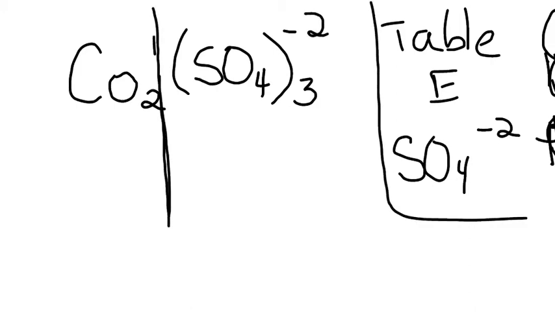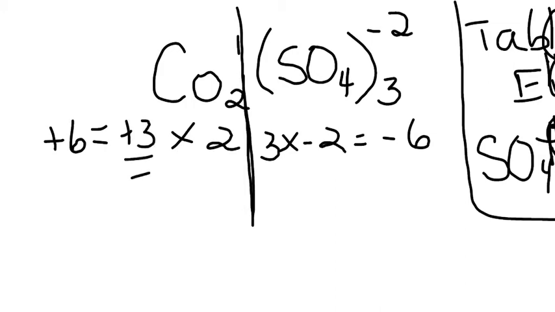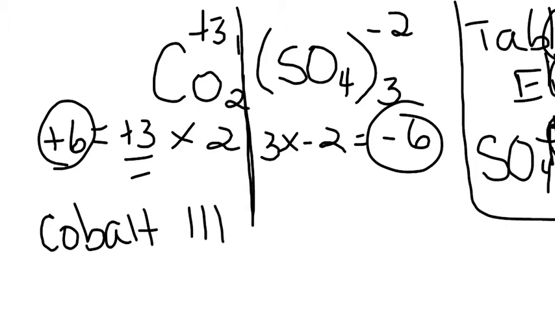So again, we're looking at 3 sulfates, each with a -2 charge. The total net charge is -6. That means we want a total net charge of +6 over here. We have 2 cobalts times +3. So cobalt +3 is what I used, because +3 times 2, -2 times 3, the net charges add up to 0. So the name of this would be cobalt, Roman number 3, sulfate.